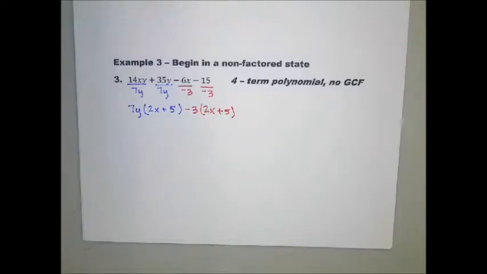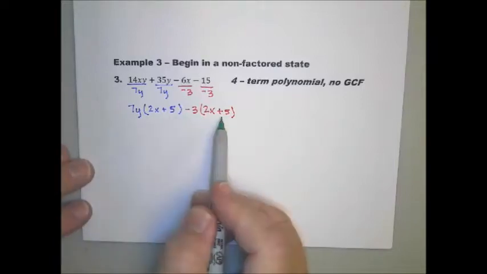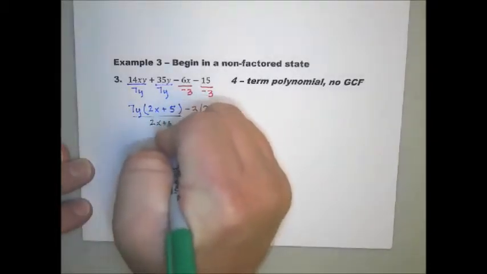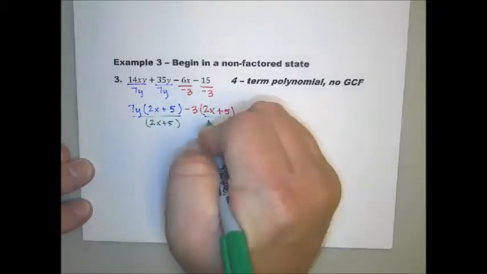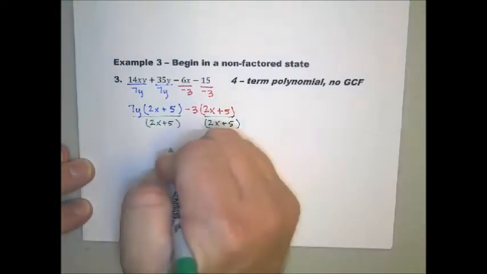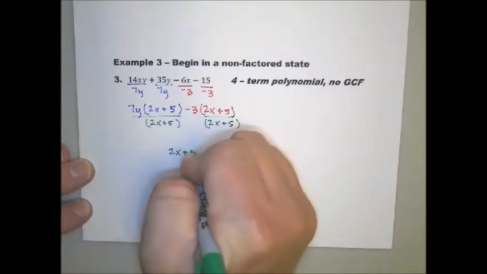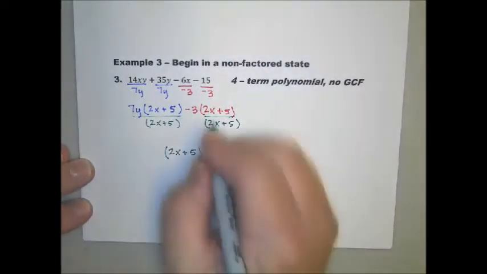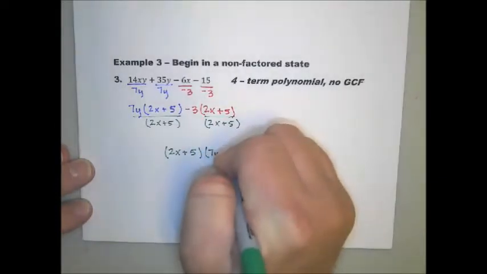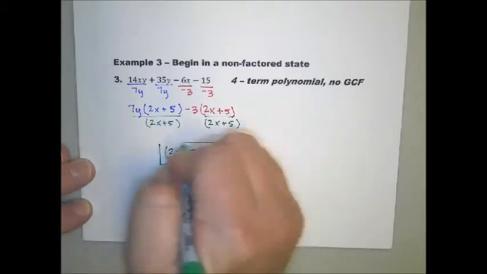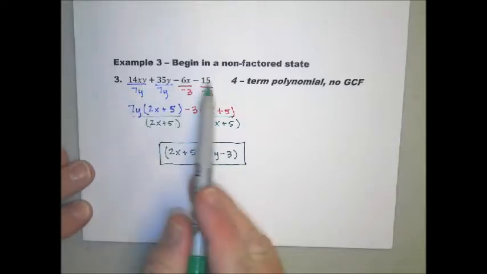And now look where we are. We're back to where we were in examples 1 and 2. These two terms now have 2x plus 5 in common, so I can factor out a 2x plus 5 as the common factor. And we know what happens when we do that. It just factors out in front, just like any other GCF. So 2x plus 5 is my common factor, and 7y minus 3 is my other factor. So there is the fully factored form of this 4-term polynomial.